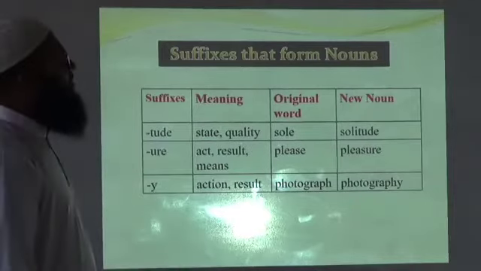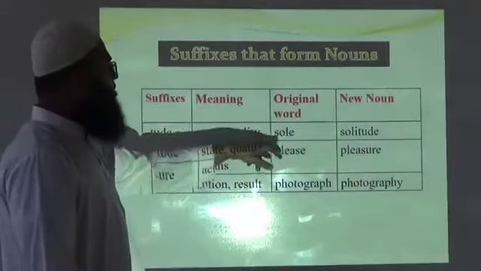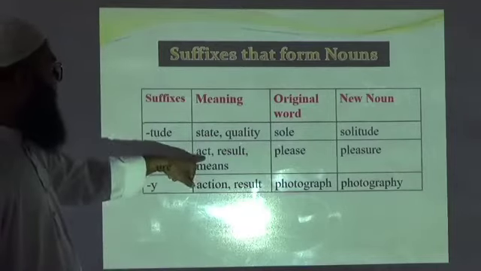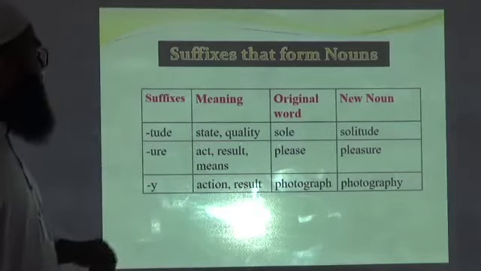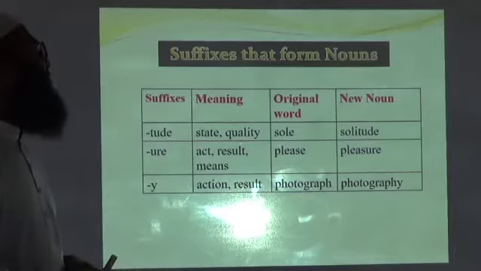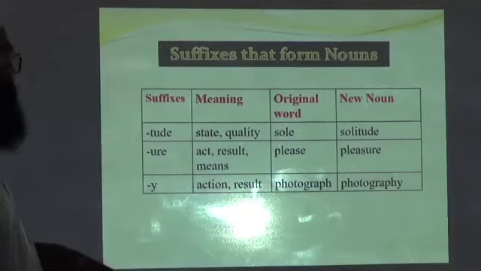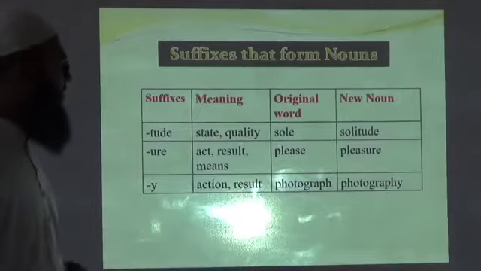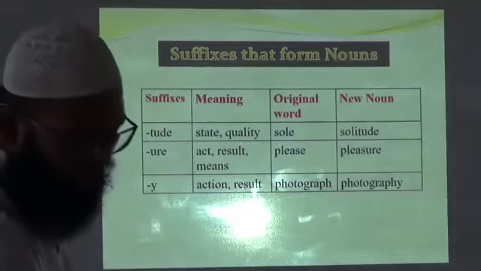TUDE, state, quality. Solitary to solitude. So that means alone, ekakitto. URE, that means act, result. Pleasure, আনন্দ. Please to pleasure, আনন্দ. Y, action or result. Photograph to photography, আলোকচিত্র.